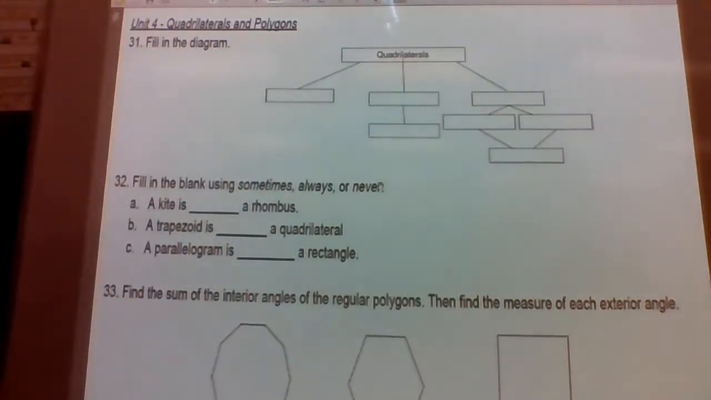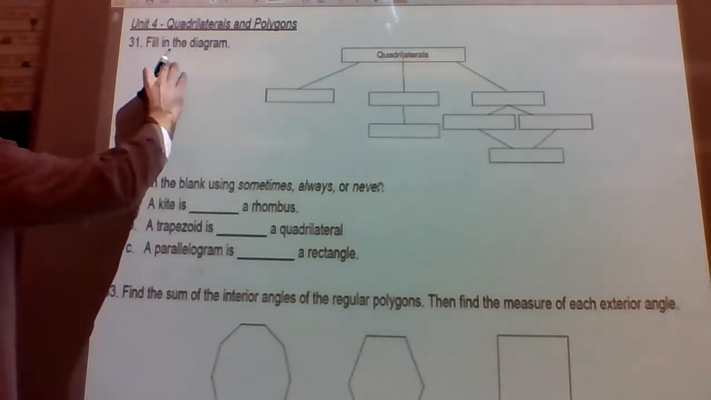This is part 4 of the study guide for the geometry final for semester 1. Unit 4 covers quadrilaterals and polygons. Okay, so 31 wants us to fill in the diagram.